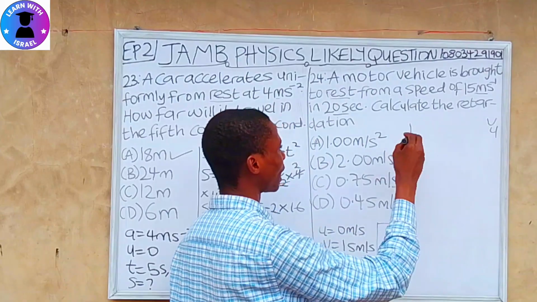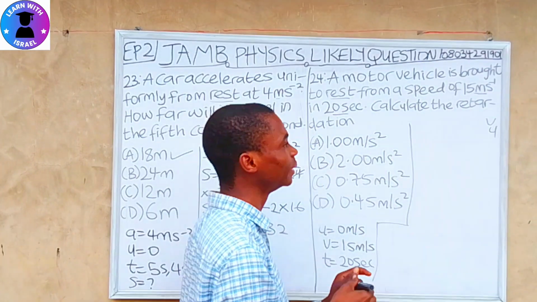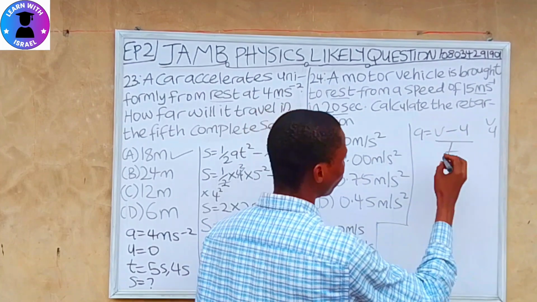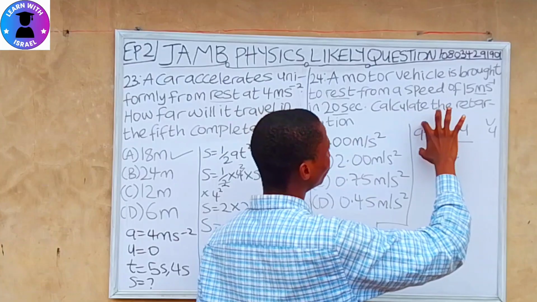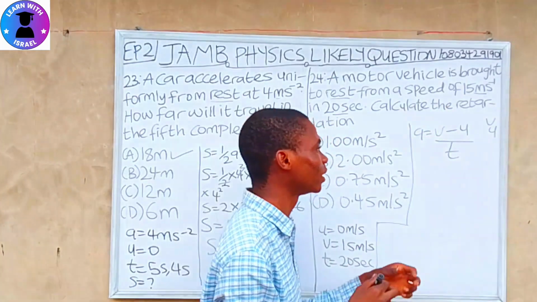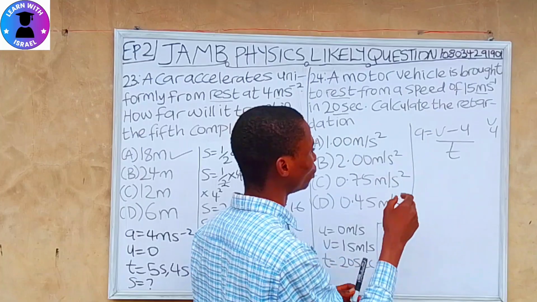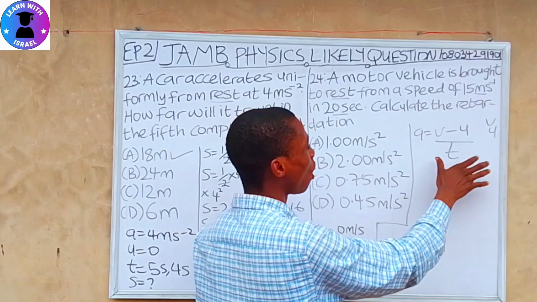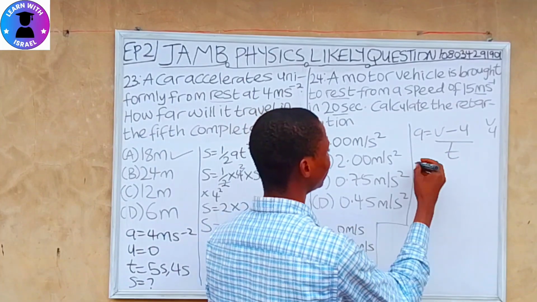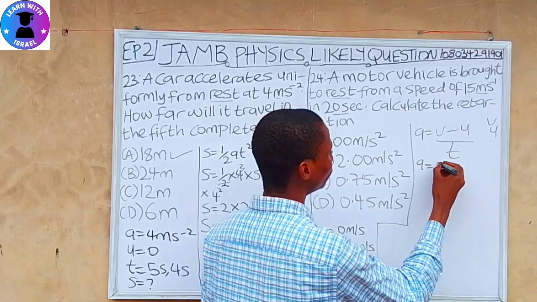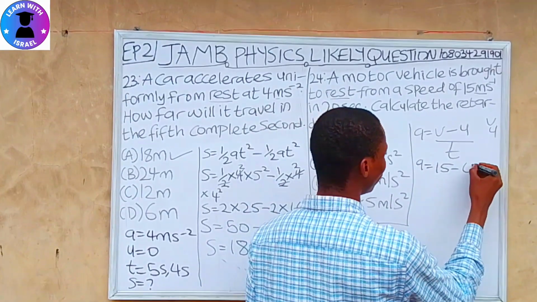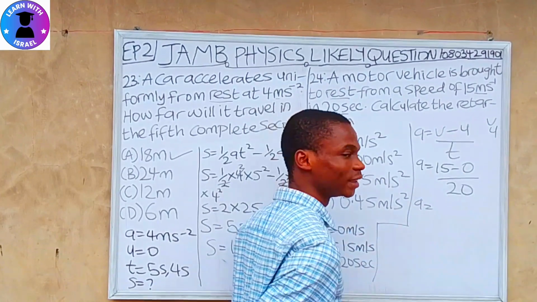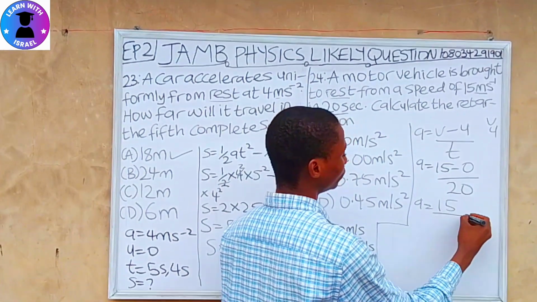The formula we'll be using, since it says calculate the retardation, is acceleration equals v minus u over t. When calculating for retardation, this is the formula you are going to use. Calculating for retardation also means we are looking for our acceleration, and to get the acceleration you need to subtract the initial velocity from the final velocity and divide it by your time. So our acceleration equals our final velocity 15 minus our initial velocity 0, divided by our time, which is 20 seconds. So our a equals 15 minus 0 is 15, and we are now left with 20.